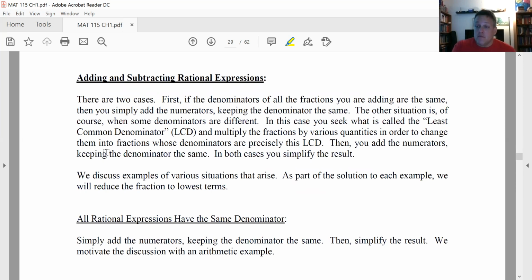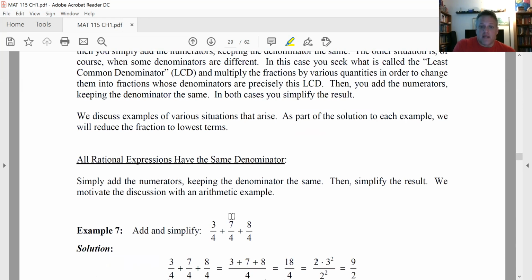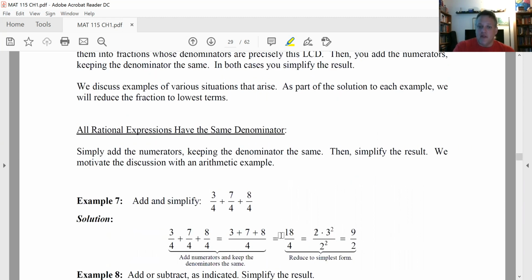Well, two cases. If the fractions have the same denominator, you simply add or subtract the numerators like you normally would, and then at the end, you simplify that result. All right, so let's look at that. We looked at examples of fractions for which you did this. Here, they all have the same denominator 4, so I literally just add across the top. Then I have this fraction, and that fraction can be simplified because you can yank out a 2 from both. And so I just get 9/2.